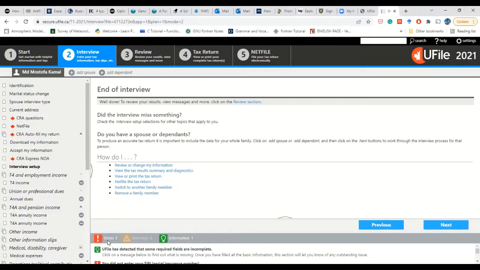As long as there is an error, you cannot submit your tax return. You have to see a 0 error message. You can have a warning and still submit your tax, but if you have an error, it shows here, and you cannot submit this form electronically. So make sure every time you click it, it will take you to where the error is, and then try to correct those errors.